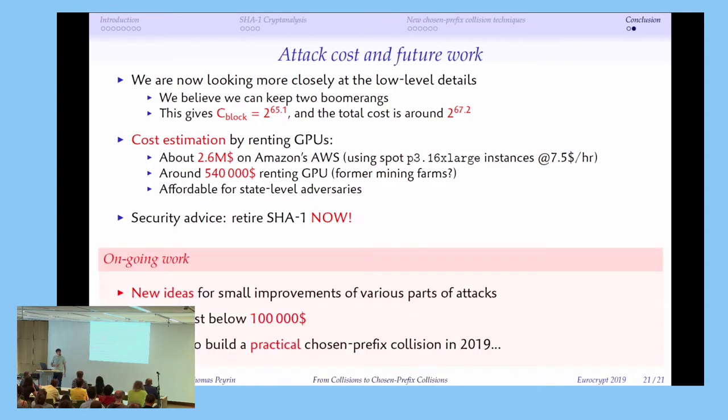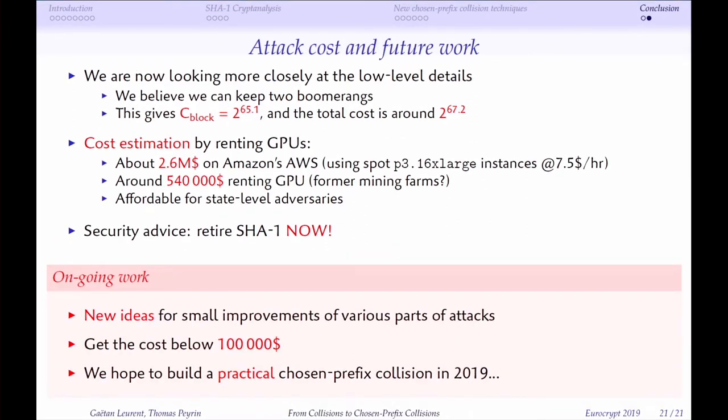And just to conclude on some ongoing work, so unpublished at the moment, we have new ideas to improve this a little bit more. And we think we can actually get the cost below $100,000. So that's now really reachable, even for academics. And so we're now working on implementing this attack. And we hope we will get a real chosen prefix collision by the end of the year. But well, of course, we never know what kind of issues can come in the way. And that will conclude my talk.